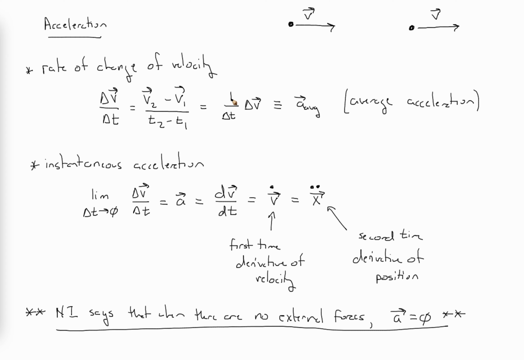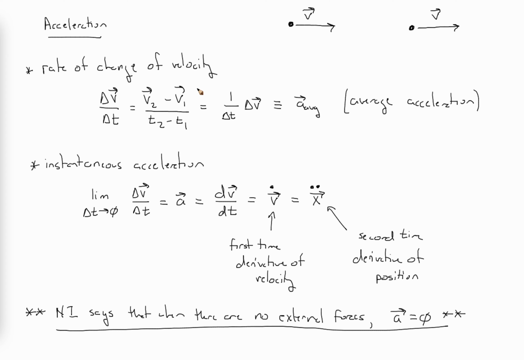Again, we see that this top quantity here is a vector minus a vector. That's a special case of vector addition. So this quantity is a vector. And then t2 minus t1, that's 1 over a scalar. This is a scalar. We have a scalar times a vector. We get a new vector out, and we're going to call that the average acceleration.